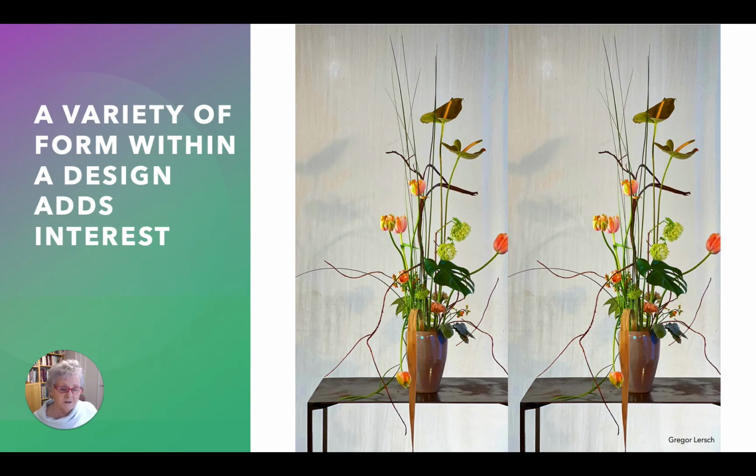And this lovely form linear design by Gregor Lersch shows you great form in the lovely grasses, the monstera round leaf, the elegant line of the tulips, and the lovely spear-like leaf that falls over the front of the container, and that blends both the flower and the container together harmoniously.